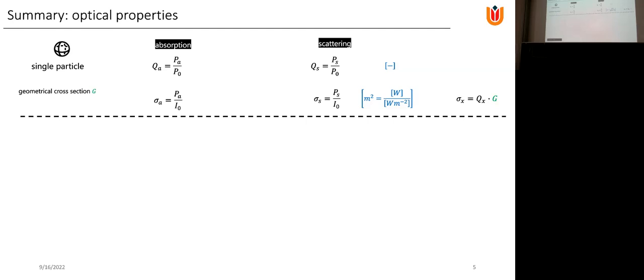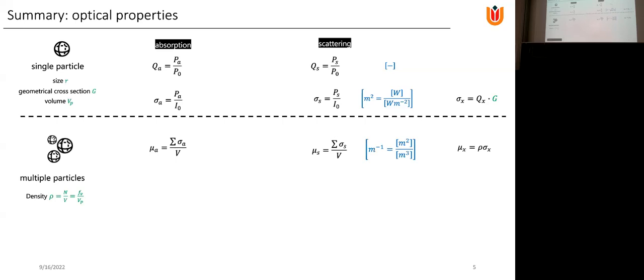The same goes for the scattering cross section. These two are related. If you know the geometrical cross section G, then you can calculate the scattering or the absorption cross section from the efficiency. Okay, then that was for single particles.